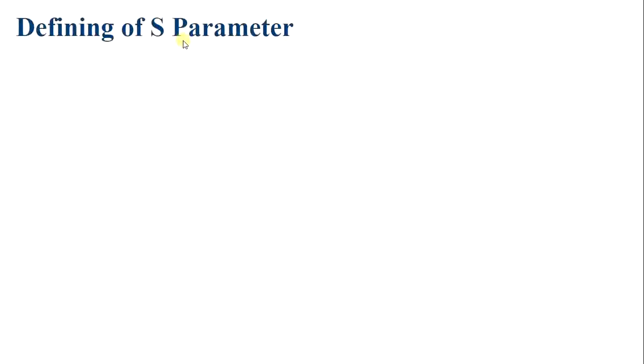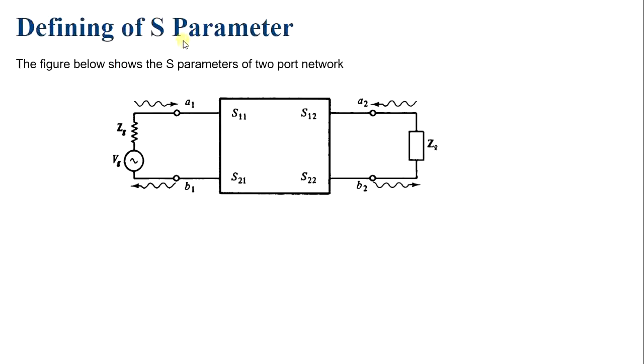Now let's define the S parameters for a two-port network. So consider this two-port network. In this two-port network, you can see A1 and A2. These are the incoming waves. So A1 is the incoming wave at port 1. This is port 1 and this is port 2. So A1 is the incoming wave at port 1. A2 is the incoming wave at port 2. B1 is the reflected wave from port 1 and B2 is the reflected wave from port 2. So B1 and B2 are the outgoing waves from the two ports.